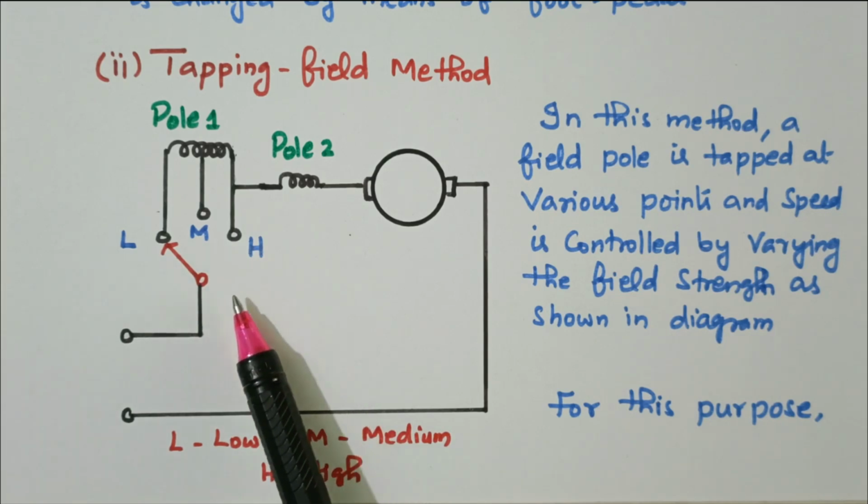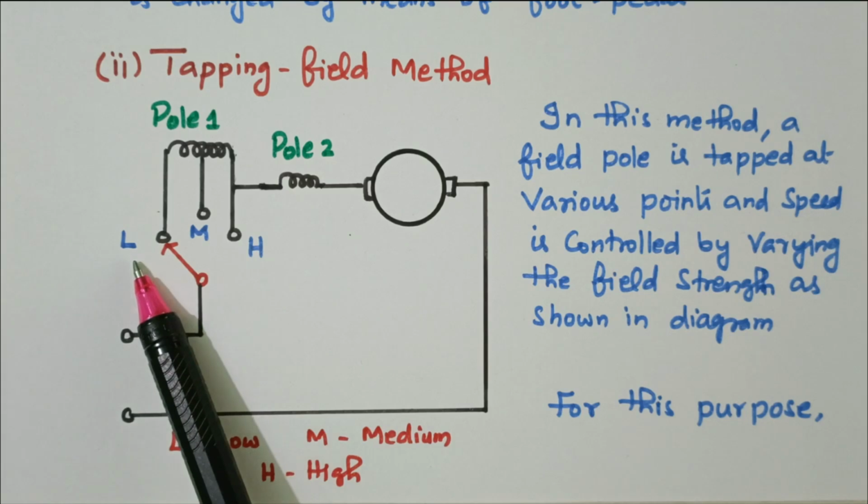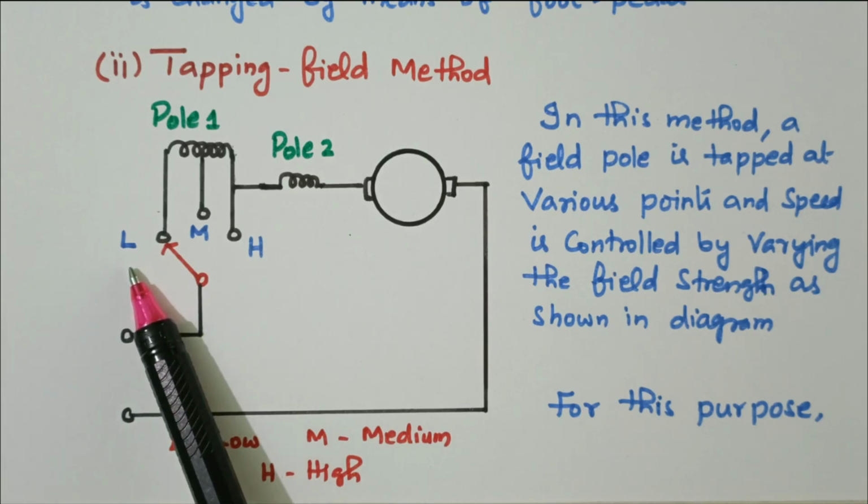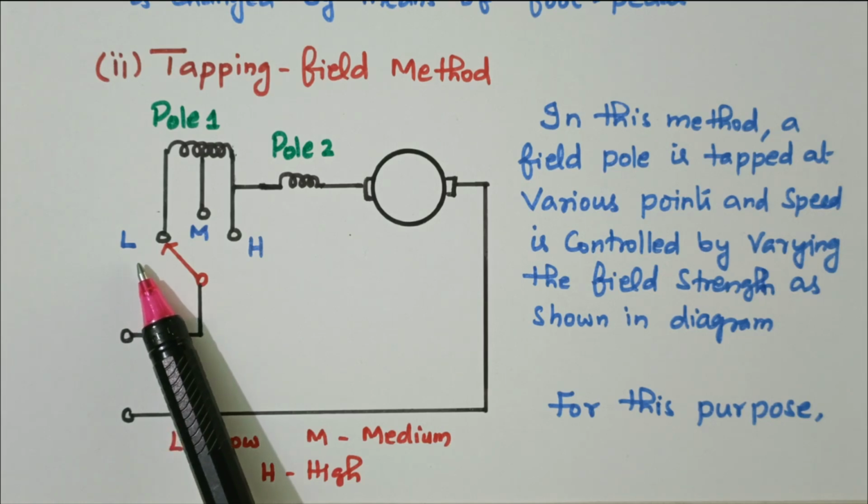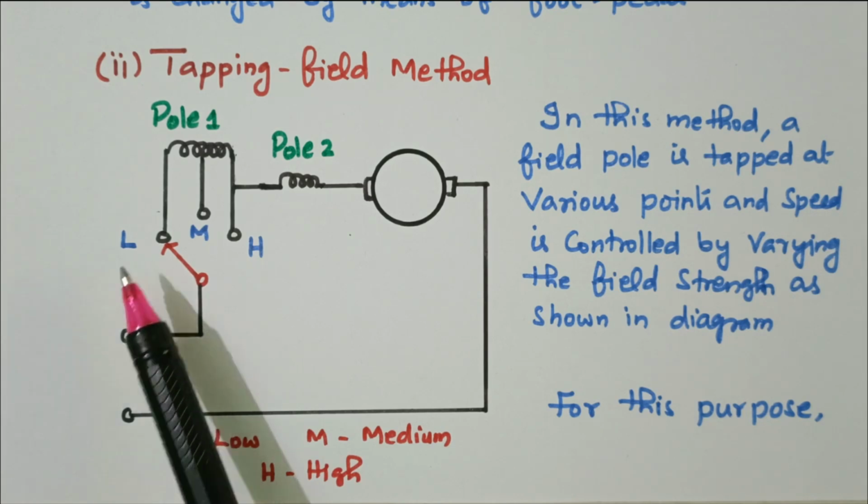The high speed. Right. So while connecting low, the entire pole 1 is connected. So the field flux will be produced. More flux will be produced. If more flux is there, the speed is reduced. Speed and flux are inversely proportional. When the flux increases, speed will decrease. So that's called low.